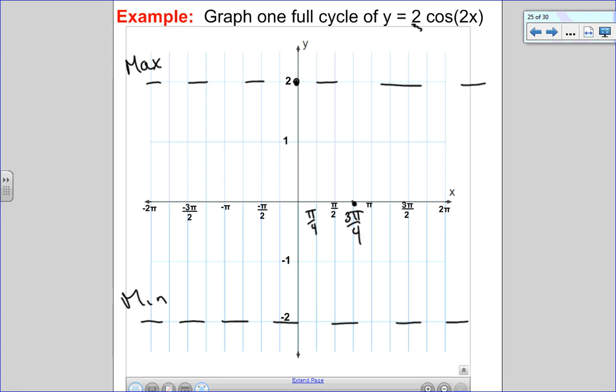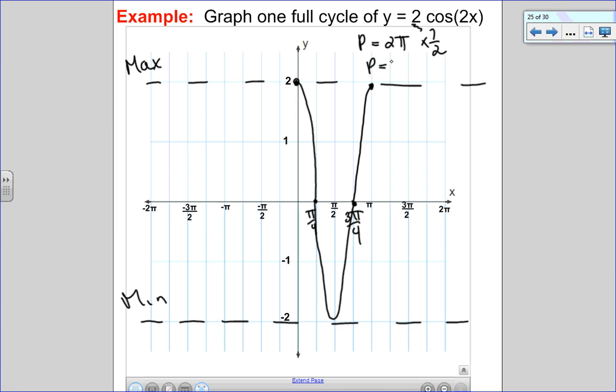Okay, so that's really enough that we can now actually graph it. I'm going to go from maximum down to my midline, down to my minimum, come back up to my midline, and then end at my maximum right there. Now, how did I know I'm going to end at pi? Well, normally the period of cosine is 2 pi, but I multiply it by my horizontal stretch factor, so I know my period is equal to pi. So that is one full cycle.